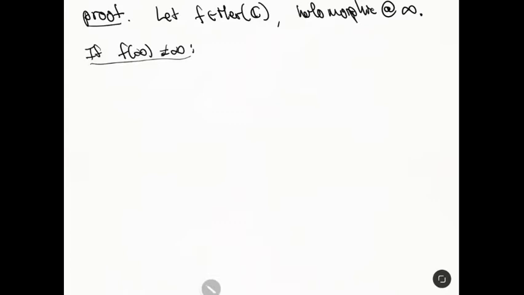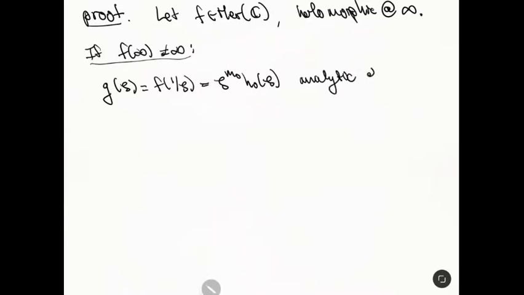Okay, then by definition, g of zeta, which is f of 1 over zeta, looks like zeta to the m naught h naught of zeta, is analytic at zeta equal to 0. So by definition, it's going to be analytic at 0. So then we write this. So this guy here is not 0, and this comes from the factorization of analytic functions.